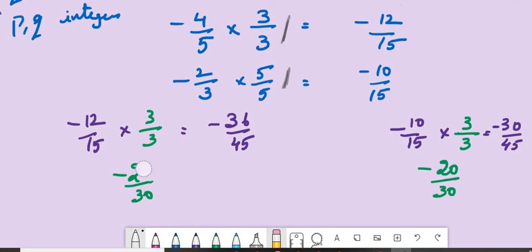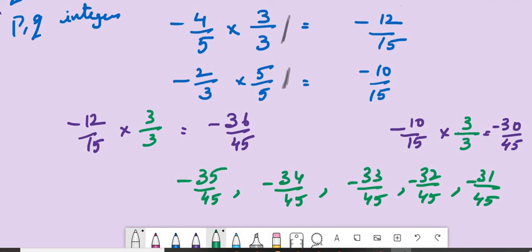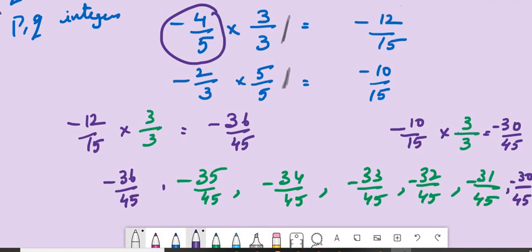What are these rational numbers? Yeah, they are minus 35 by 45, minus 34 by 45, minus 33 by 45, minus 32 by 45 and minus 31 by 45. Exactly 5. And as usual, on either side, let us write the end numbers. So this has to be minus 36 by 45 and here it is minus 30 by 45. So we have written 5 rational numbers in between the given two numbers, minus 4 by 5 and minus 2 by 3. I hope you have followed.